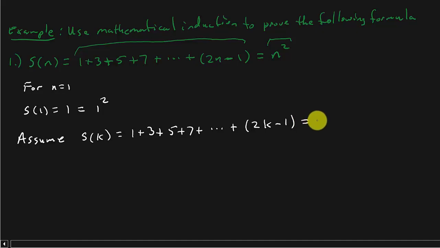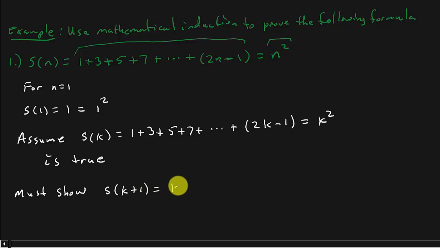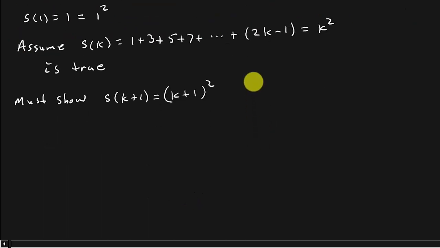All right, so I assume this is true. And so now I must show that s of k plus 1 is equal to k plus 1 squared. All right, so this is what we have to show. So we showed that it's true when n is 1. Then I assume that it's true for s of k. And now I have to show that s of k plus 1 is equal to k plus 1 squared. That's what the induction principle says.